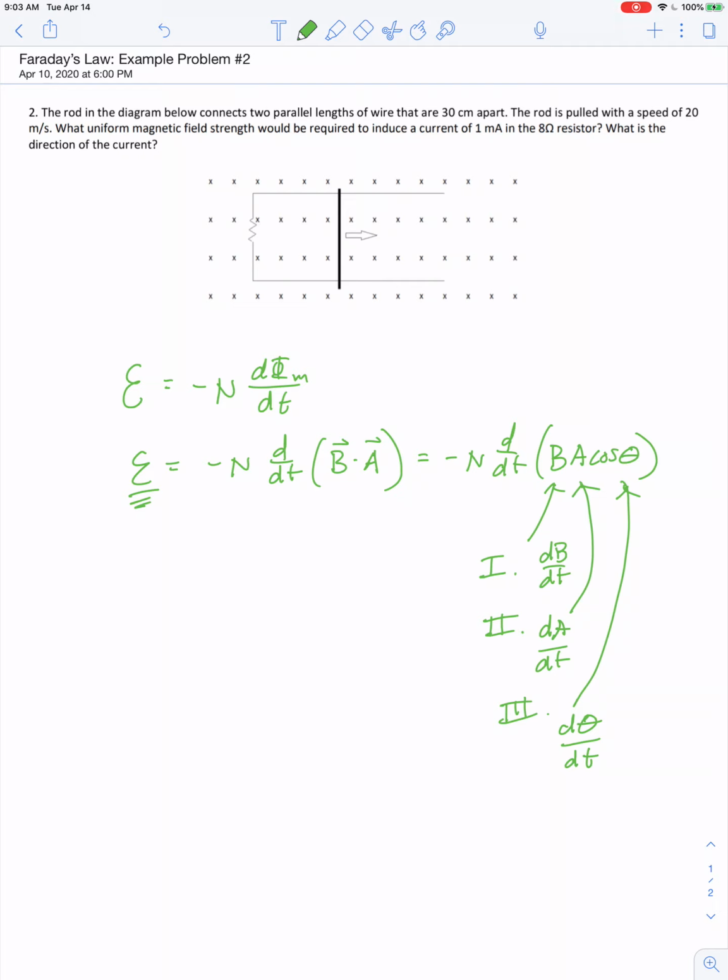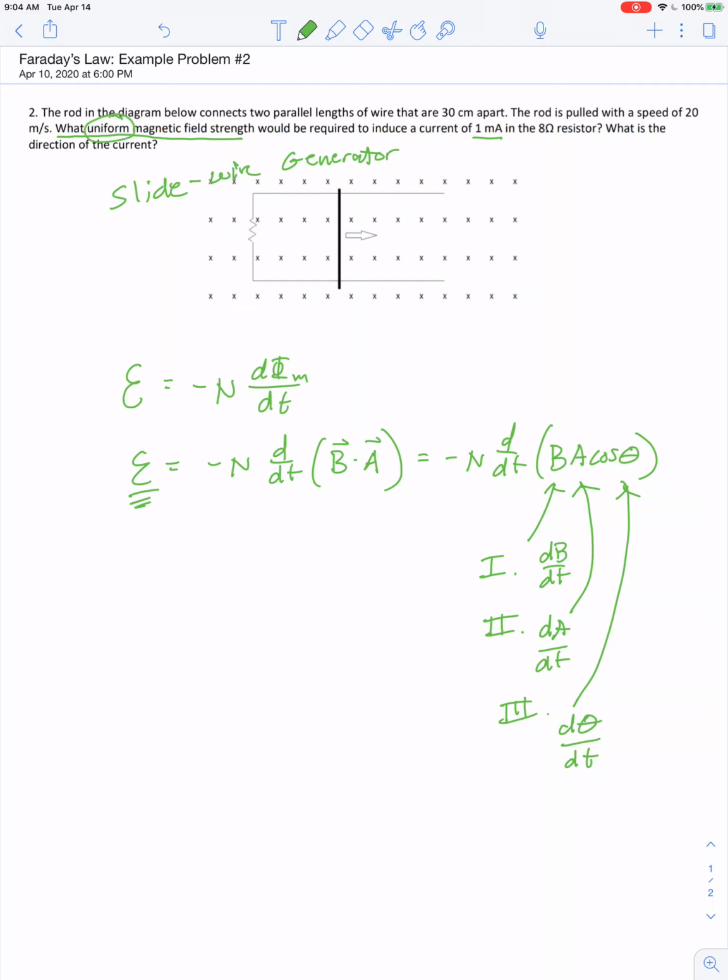So here's a problem with a slide wire generator. And in the slide wire generator, the magnetic field is going to stay the same value. In this problem, let's see, are we given the strength of the magnetic field? No, that's what we're asked for in this case. What value of uniform magnetic field would induce a current of 1 milliamp? But the idea is whatever that uniform magnetic field is, that it is uniform.